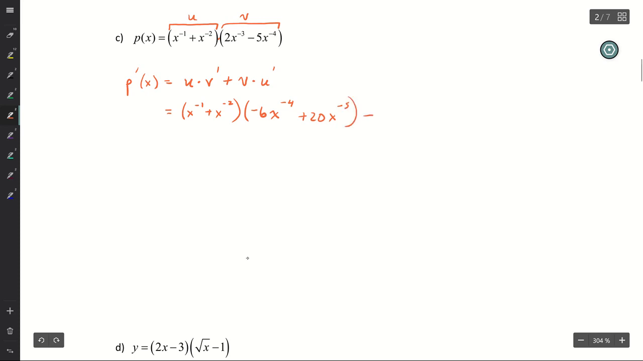All right, and then from the formula plus, we now keep the second part of the product. So the 2x to the negative 3 minus 5x to the negative 4th. And then multiply by the derivative of the first. So on the first, you have that negative 1 that would be multiplied to the front, so it becomes negative 1x, and then reduce the power of negative 1 to negative 2. And then on the second one, that would be negative 2x to the negative 3 when you take its derivative.